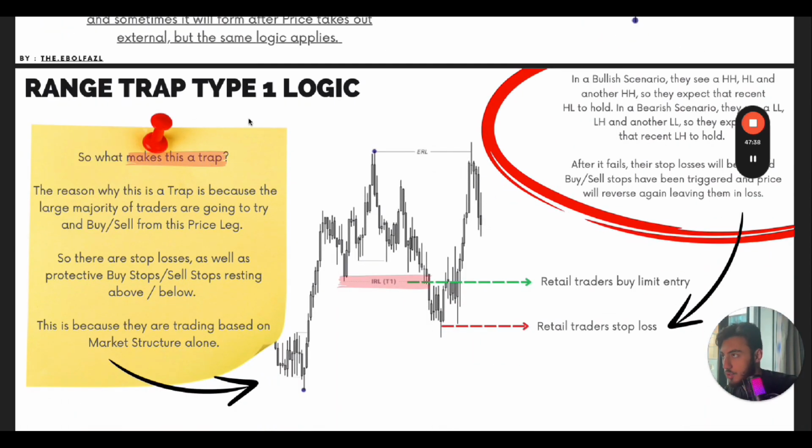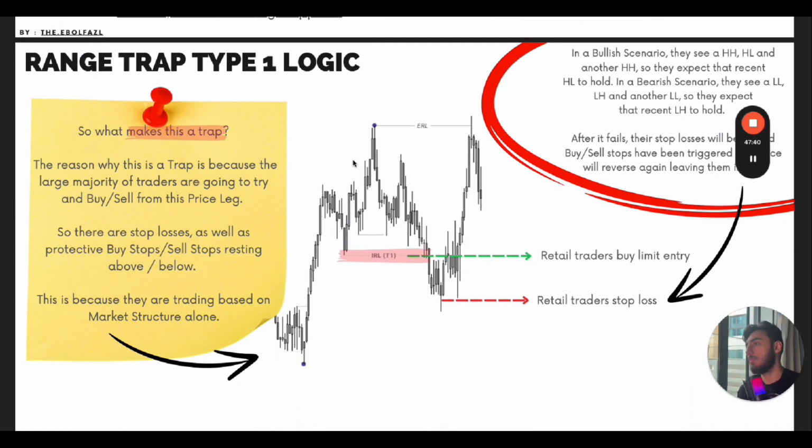If you want to dive into the logic behind this, what makes these traps? The reason why this is a trap is because the large majority of the traders are going to try to buy or sell from this price leg. So there are stop losses as well as protective buy stops or sell stops resting above or below it. This is because they are trading based on market structures alone. So the reason is so simple. Just take a look at this example. We have the strong low and we have the weak high formation here.